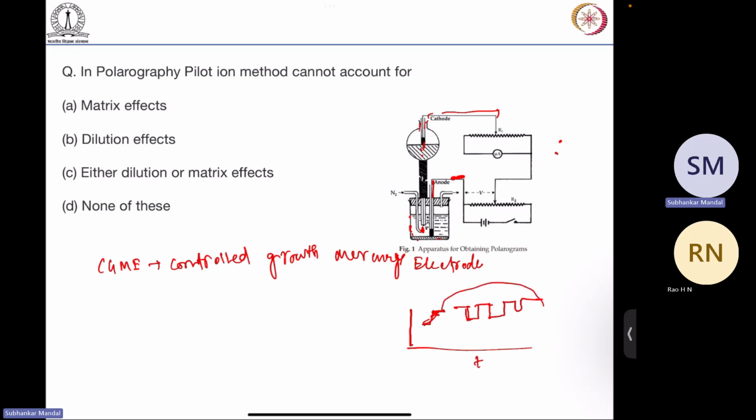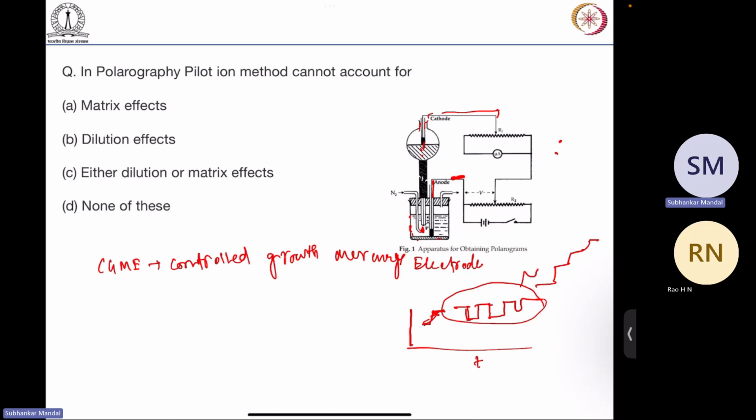So this is called the matrix, meaning you are getting different current values at a particular time, like this. Or if you look at the voltage also, it will be like this. So this is called the matrix effect. That can be measured from the polarographic method.